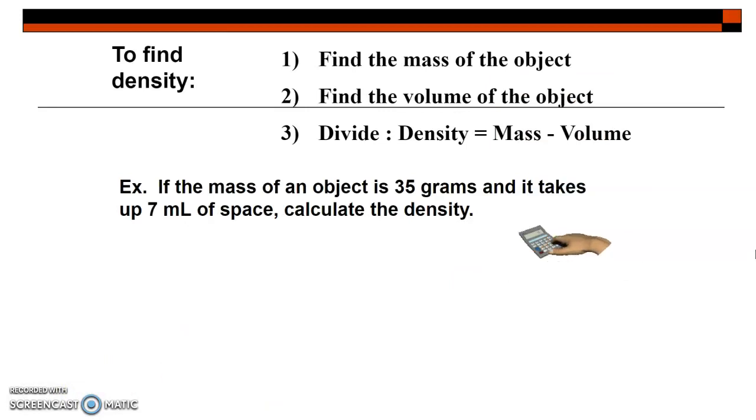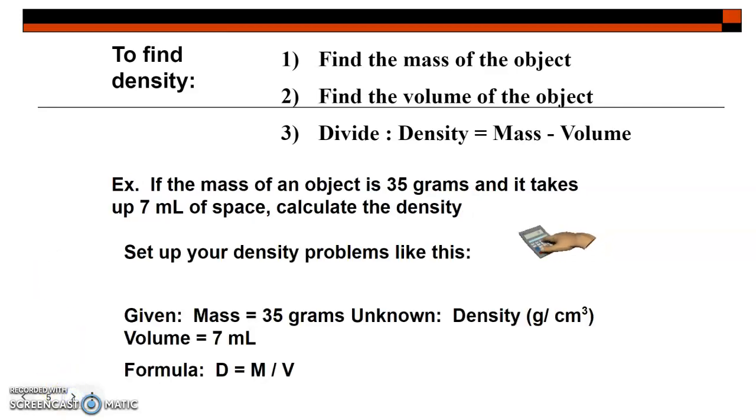So remember, we have to find our mass, find our volume, and then we need to do our division problem. Our density is our mass divided by our volume, so M over V. So here's our example. If the mass of an object is 35 grams and it takes up 7 mils of space, calculate the density. So here's how we set up our problem. First of all, you always want to start with what you know. So here we know that our mass is 35 grams, right? We were given the mass in the problem. The volume is 7 mils.